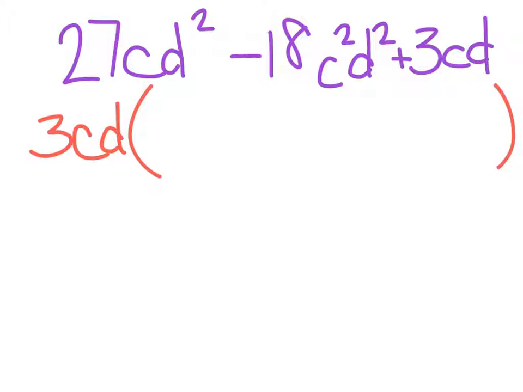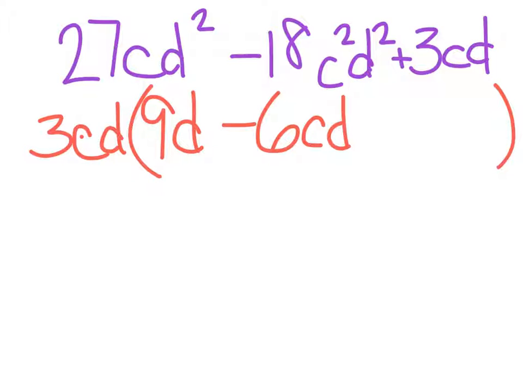So let's see. Now, 3 times 9 is 27. The C and the C. So, and D squared becomes D. All right. Negative 6. And 1 of each, C, D. And then looks like plus 1. Let me check and see if that's the right answer for number 35. 3CD, 9D minus 6CD plus 1.